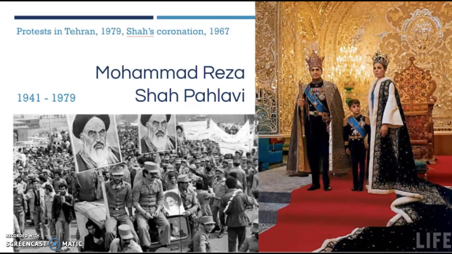1941 and 1979. The two pictures here are from his coronation in 1967, sort of blinged out decadence, and then of course the Iranian Revolution that overthrows the Shah in 1979.